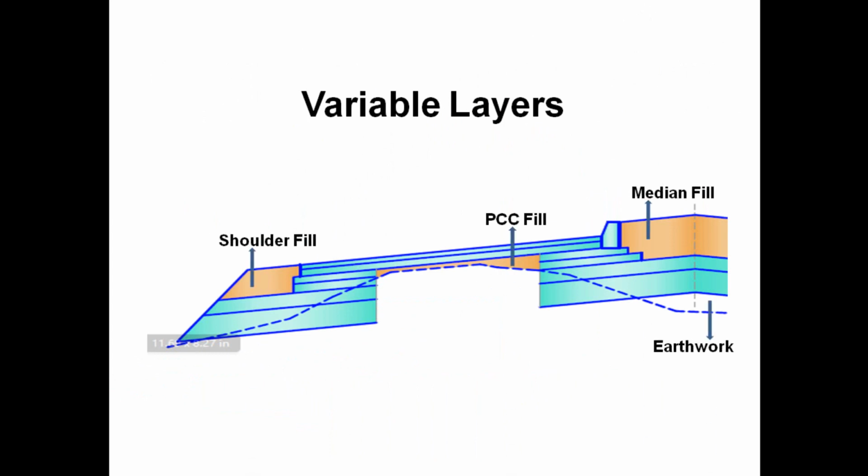Variable layers. Variable layers include the median fill, shoulder fill, earthwork, and PCC quantities. They are so called as the quantities are liable to change from cross section to cross section due to the effect of camber, the difference in left median edge and right median edge final levels, and the variations in the existing profile, due to which PCC varies.